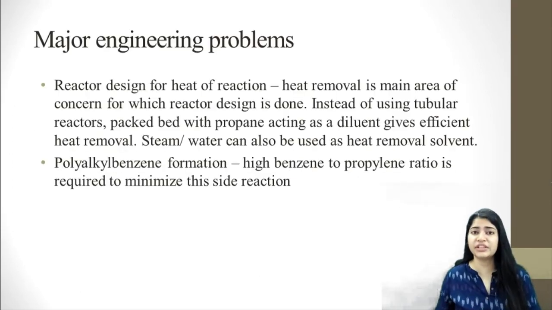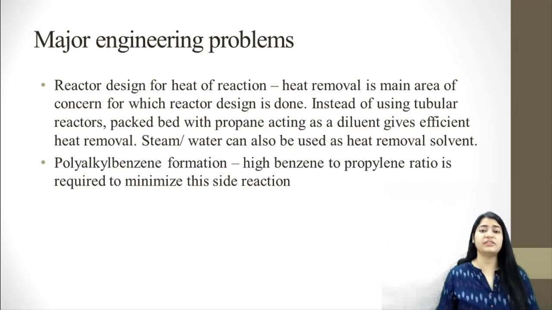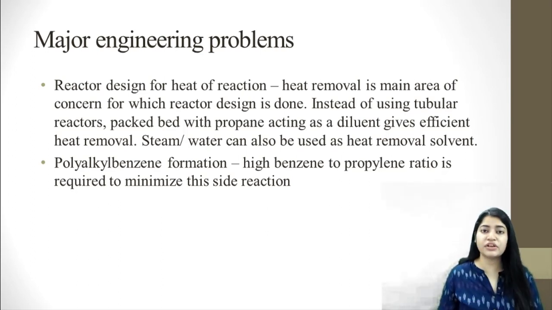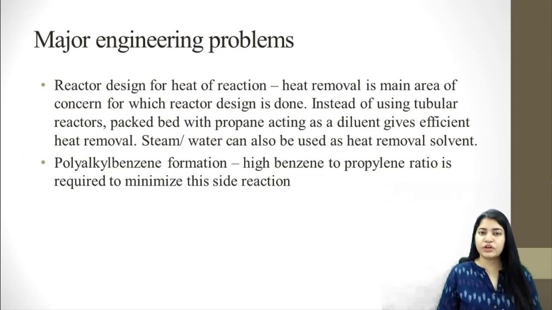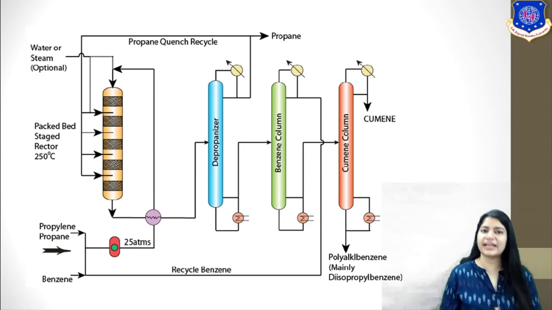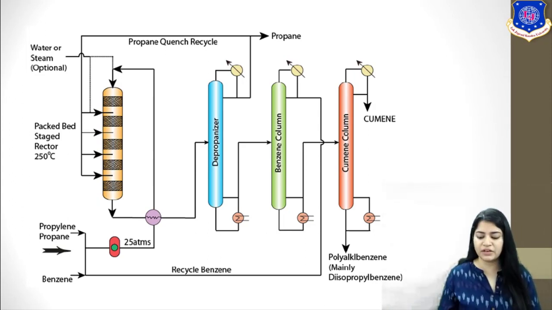Now the major engineering problem associated here is, first of all, the reactor design for heat of reaction. This is a highly exothermic reaction, right? So heat removal is the main criterion for your reactor design. Here the reactor uses a packed bed reactor instead of a tubular reactor, instead of a fluidized bed reactor. Why? Because with a packed bed reactor, you're using propane as a diluent, which gives you efficient heat removal. Here you can see that a propane quench recycle is there. Quenching means drastic cooling. So you are using propane here for that.